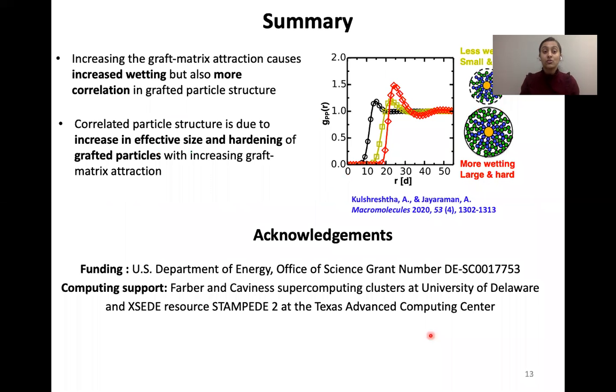So to summarize, we saw that increasing graft matrix attraction, or choosing polymer chemistries such that the graft and matrix interactions are highly favorable, causes increased wetting, but also more correlation in grafted particle structure. The reason for this increased correlation in particle structure is the increase in effective size and hardening of grafted particles with increasing graft matrix attraction.